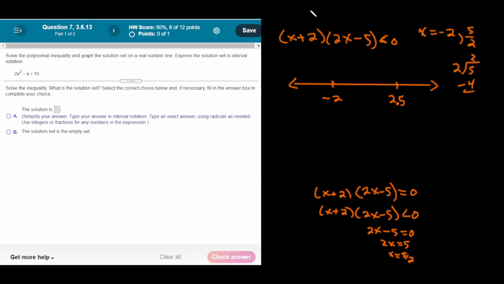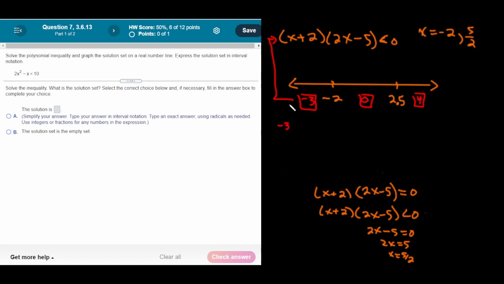So anyway, test numbers. What's in between? 0. What's to the left? -3. What's to the right? +3 or 4 to be safe. Okay, we're gonna plug all these numbers into your original. Ready? So we're testing -3 right now.